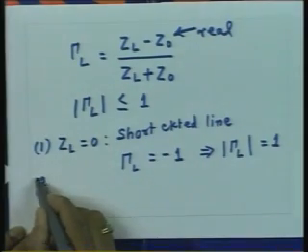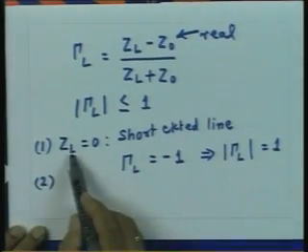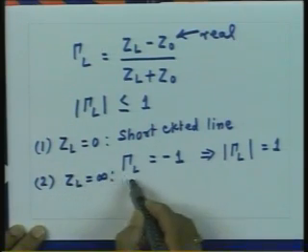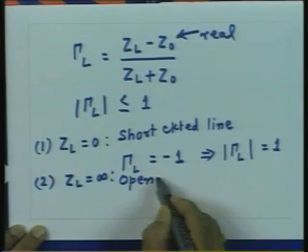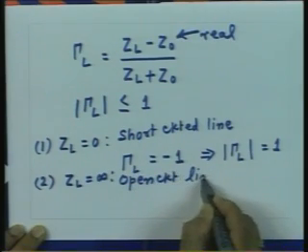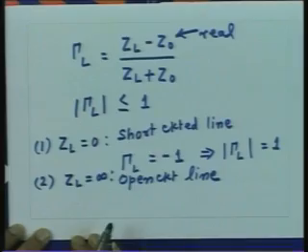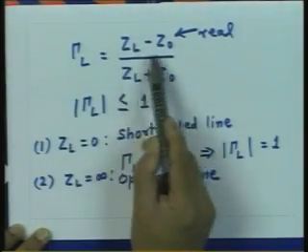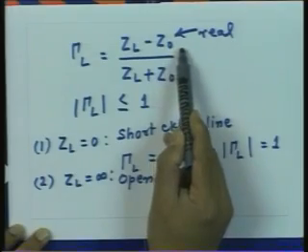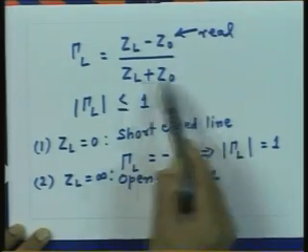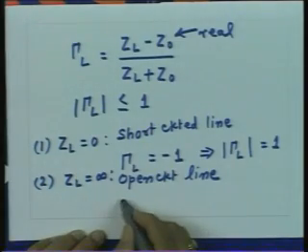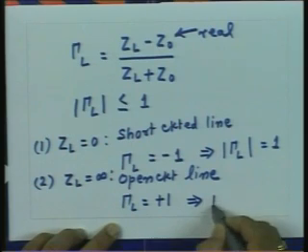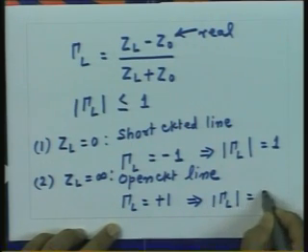The second case is if I take ZL equal to infinity, that means the line is open circuited. Then again I can substitute ZL equal to infinity, take ZL common first, so it will become 1 minus Z0 divided by infinity over 1 plus Z0 divided by infinity. So, this will be equal to plus 1. This will give me gamma L is equal to plus 1, giving again mod gamma L is equal to 1.